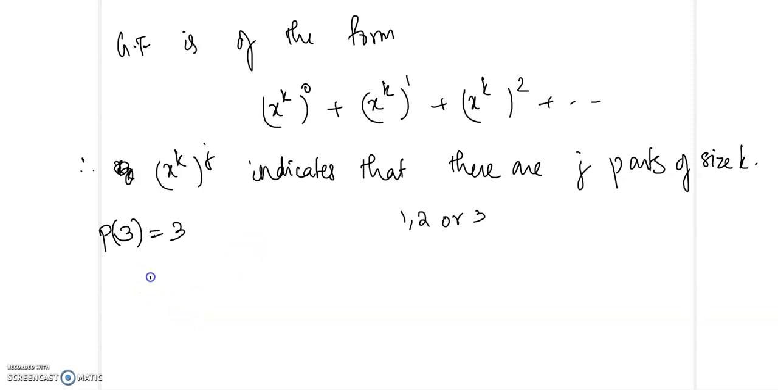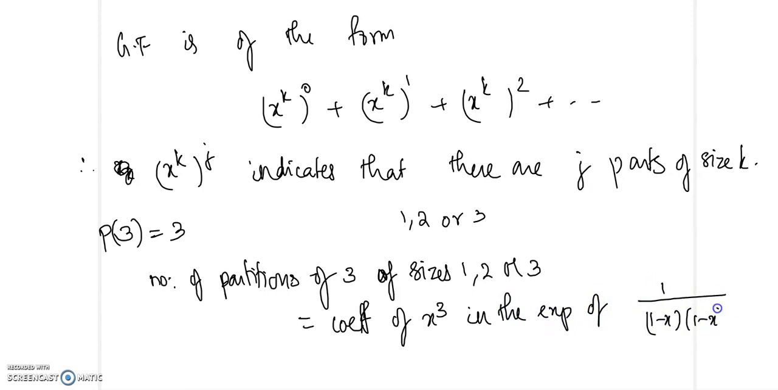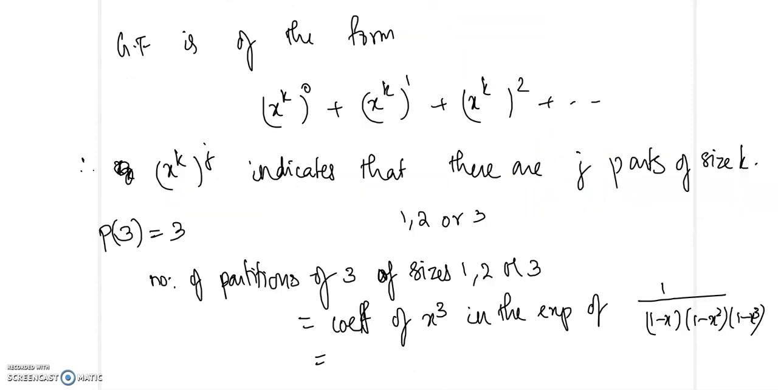So the number of partitions of 3 of sizes 1, 2 or 3 will be the coefficient of x cube in the expansion of 1 by (1 minus x)(1 minus x square)(1 minus x cube). Okay, when we take the product, the terms that give x cube are 1 into x cube. So let us write down those terms.